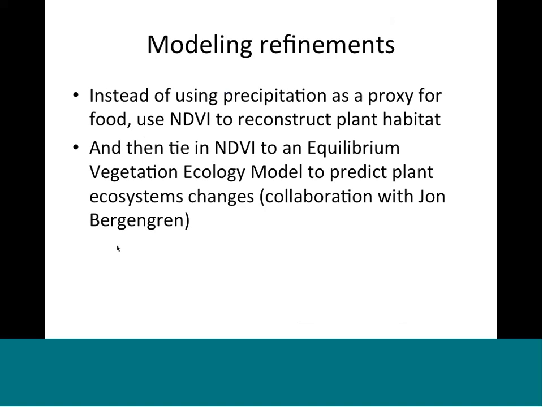In terms of the modeling refinements, we've already begun this work where we use normalized difference vegetation index from satellite data to actually project where plants may be suffering. And in work that was local to California, a student in my lab, Joseph Stewart, has been working on the blunt-nosed leopard lizard, an endangered species.